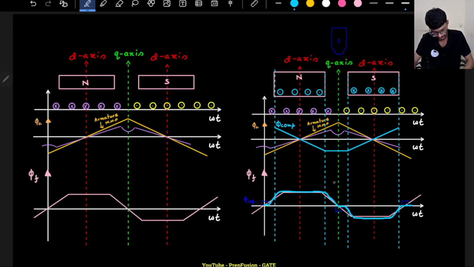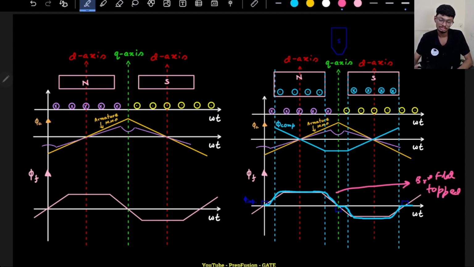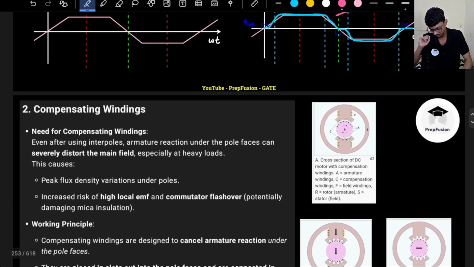So this is what we wanted, right? Roughly our resultant flux density will be flat top. This is what we initially derived all the expressions for. So we will get back our final expression if we use compensating winding and interpoles together, because interpoles will cancel out the flux in the q axis, and the compensating winding will cancel out the flux along the pole tips. Okay, so now let's discuss that.